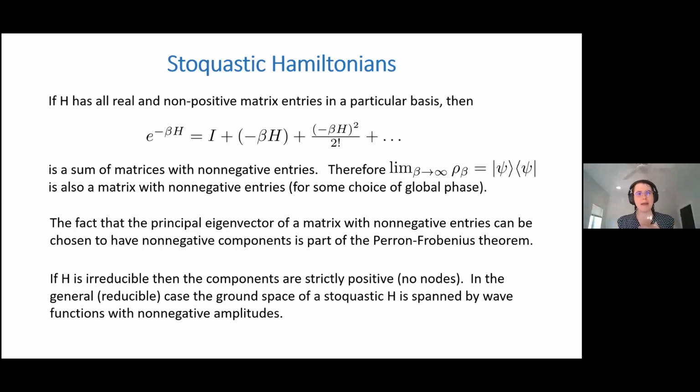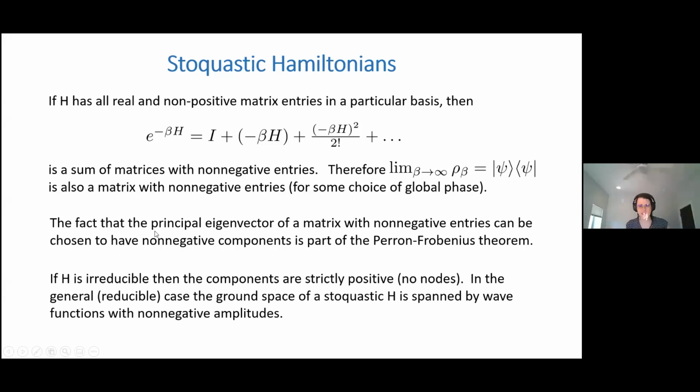Okay, so let's expand e to the minus beta H as a Taylor series. Minus beta H here, H has real and non-positive matrix entries, so this matrix has all non-negative entries. And you can see that that will be true for each term in the Taylor series. And so this series has to converge to a matrix with non-negative entries.